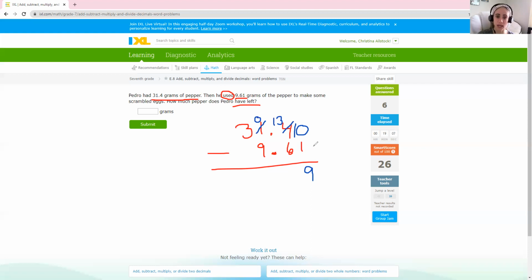What is 13 minus 6? 7. Bring that decimal point straight down. 0 minus 9, can't do that. Let's borrow again. Now we have 10 minus 9, 1. 2 minus 0 is 2. Therefore, Pedro has 21 and 79 hundredths grams of pepper remaining.